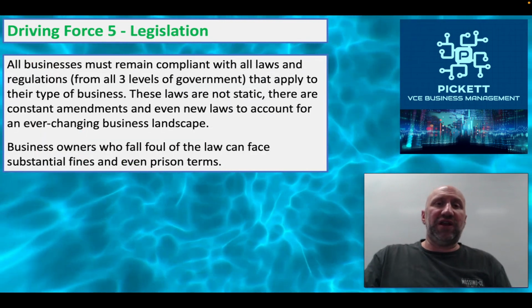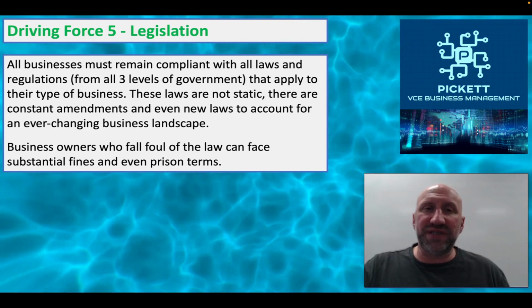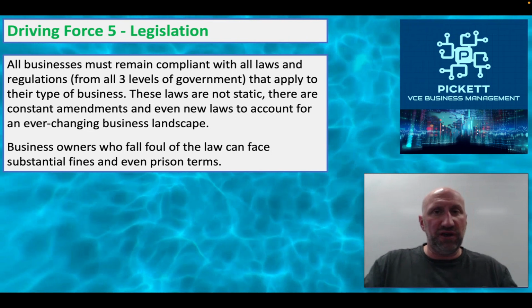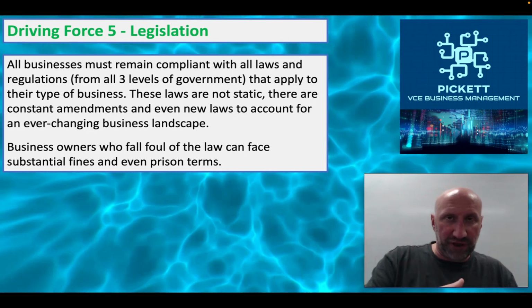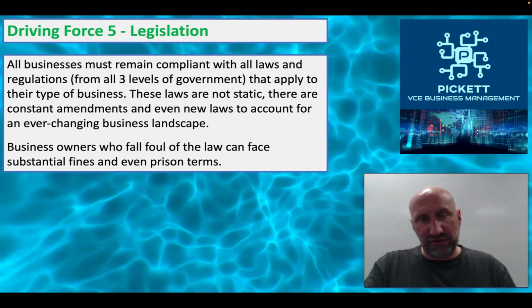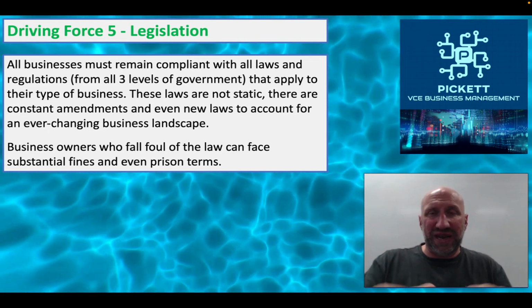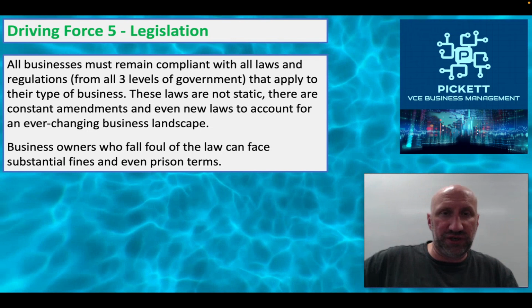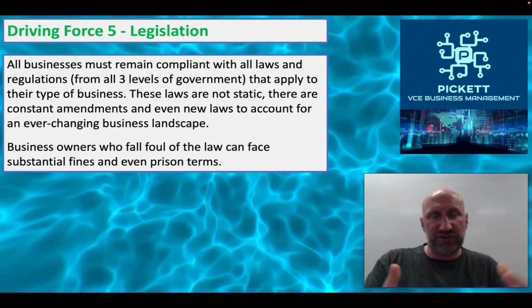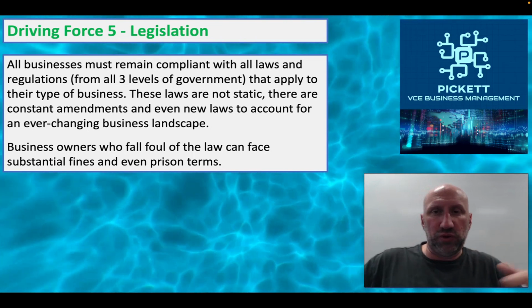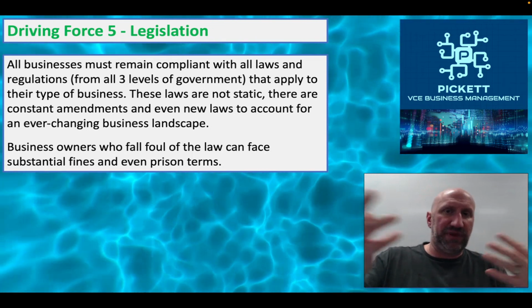Driving force 5, legislation. All businesses must remain compliant with all laws and regulations from all three levels of government, local, state, federal, that apply to their type of business. Now, we mentioned this right when we were introducing the concept of change, and I gave some examples of reasons businesses need to change. I said then, these laws are not static. They're constantly being amended.